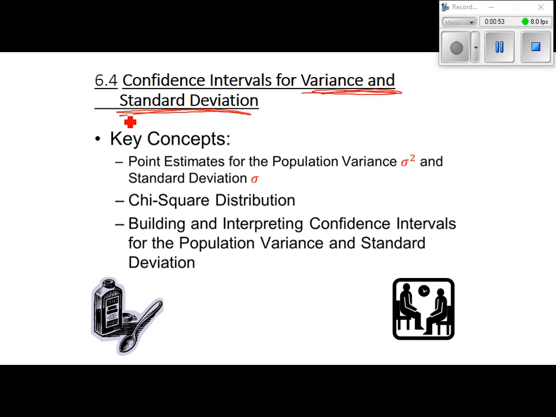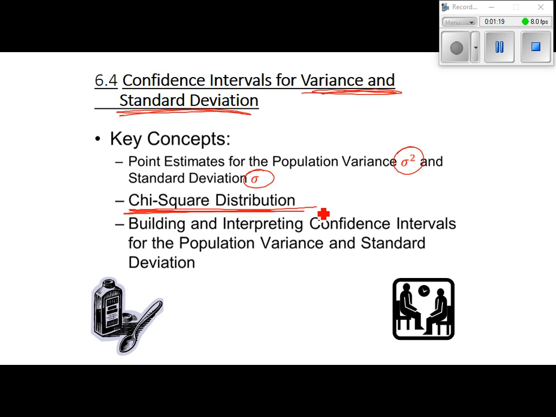Key concepts, point estimates. The point estimates, same idea. Remember, population variance is sigma squared. Population standard deviation is sigma. We're going to use the chi-squared distribution. One of the charts that you have there is a chi-squared chart. We'll talk about it. Building and interpreting these confidence intervals.